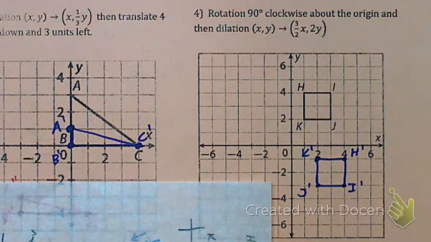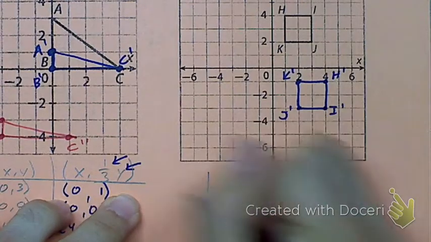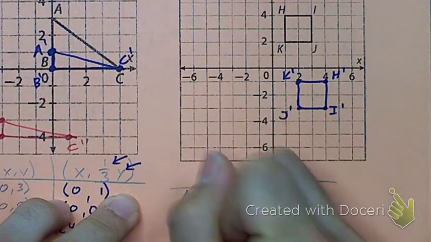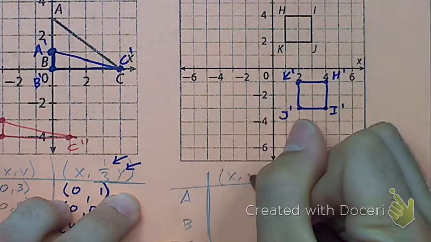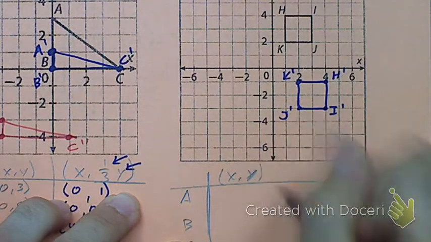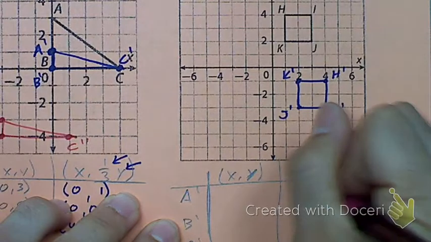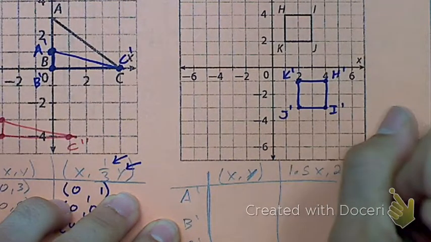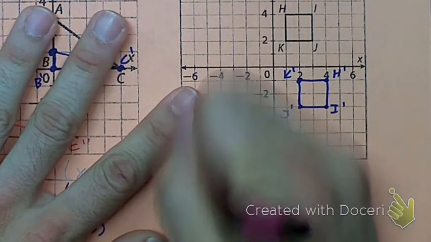Then it says a dilation. So here's the problem with this one. A lot of us use the original points again, when you should have used the new points. So what's my new, I don't know why I used A, B, and C.